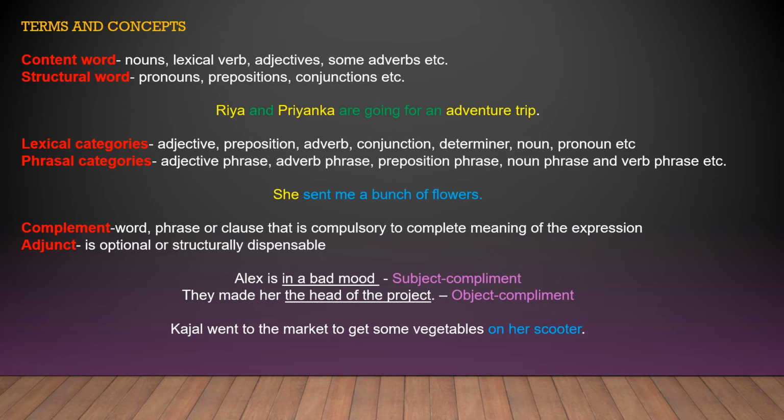Now we have lexical categories and phrasal categories. Lexical comes from the word lexeme, which means word. So individual words belonging to the parts of speech, all the parts of speech will come under the lexical category. So the words she, sent, me, a, bunch, of, flowers. Each of these individual words will be considered as belonging to the lexical category or belonging to different parts of speech.